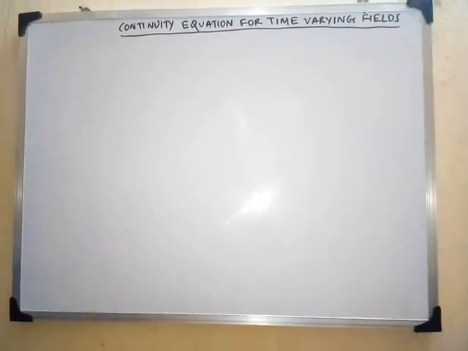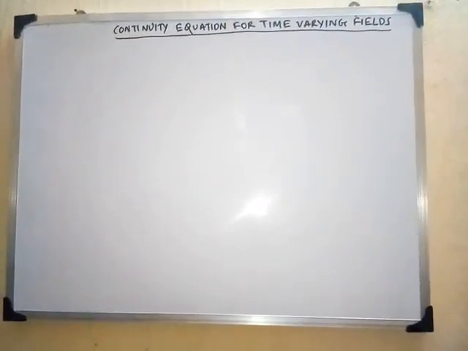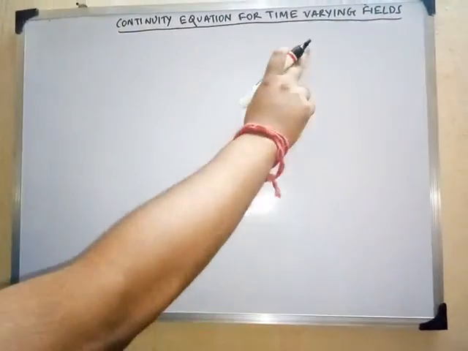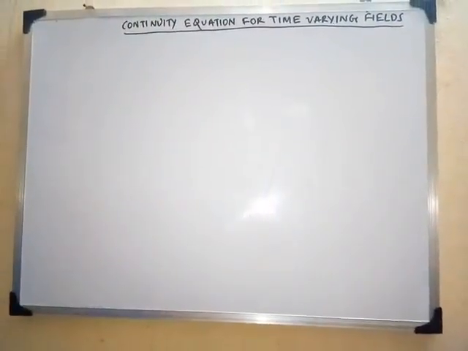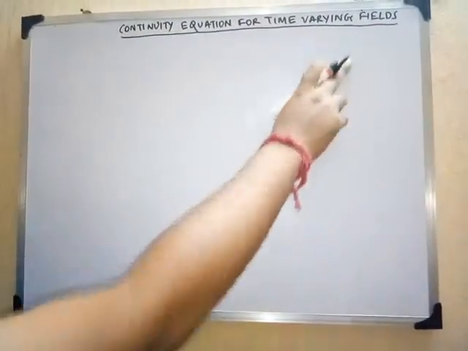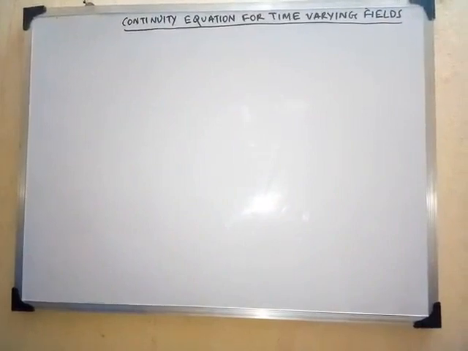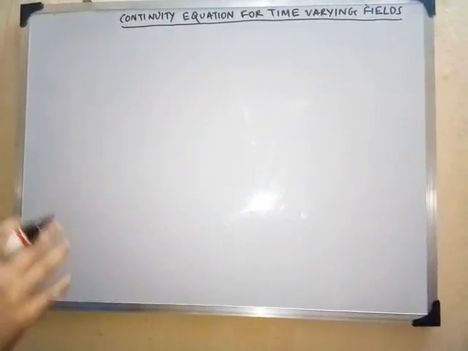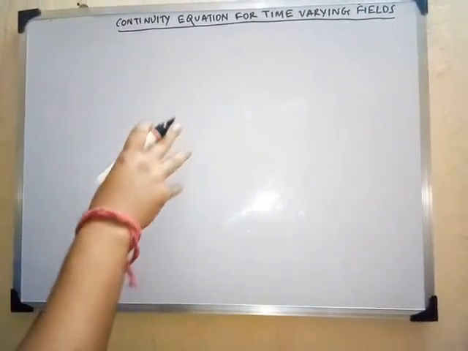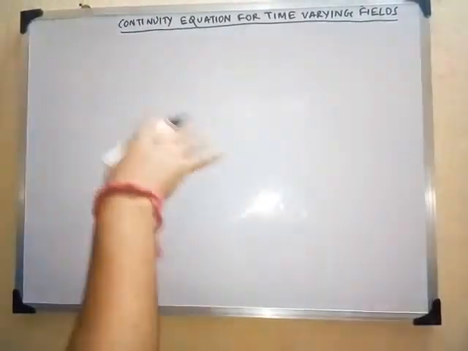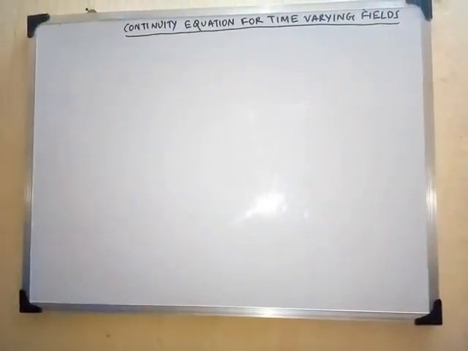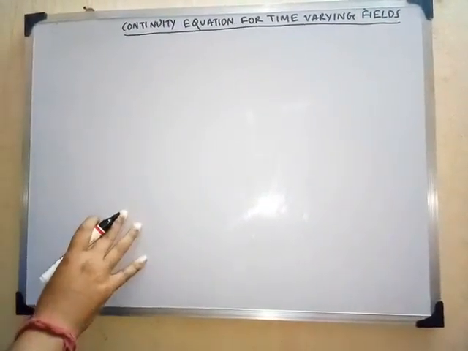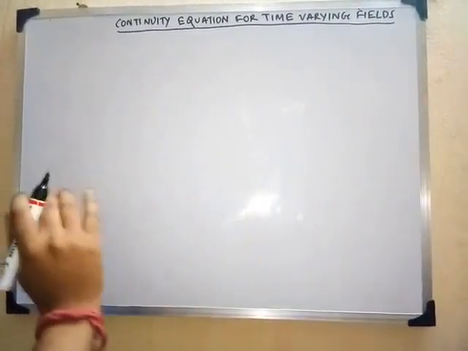Get the idea about this Ampere circuit law. We are not going to study the continuity equation for time varying fields. So you note this term, we are talking about time varying fields. That means we are not talking about any field which is static. Here we are talking about fields which change with time. So let us see what the continuity equation is and how we can derive the expressions.